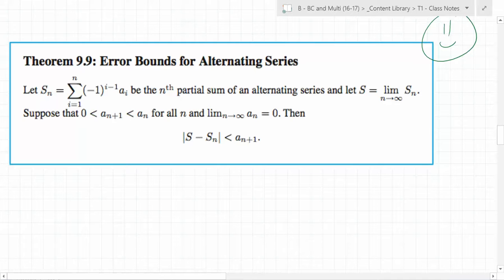This is super awesome, and why I put the smiley face there is all this means is if you're adding up the first 10 terms of an alternating series, what's the maximum error equal to? The 11th term. If I add up the first n terms, it's always less than the n plus 1th term. That's it. But why does this only apply? What's the key word on the first line? Alternating. If it's not alternating, does this apply? No, it doesn't.